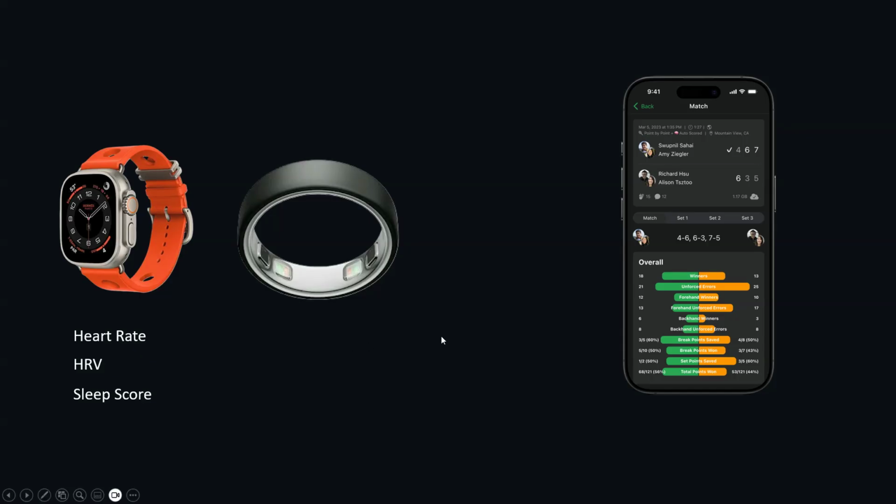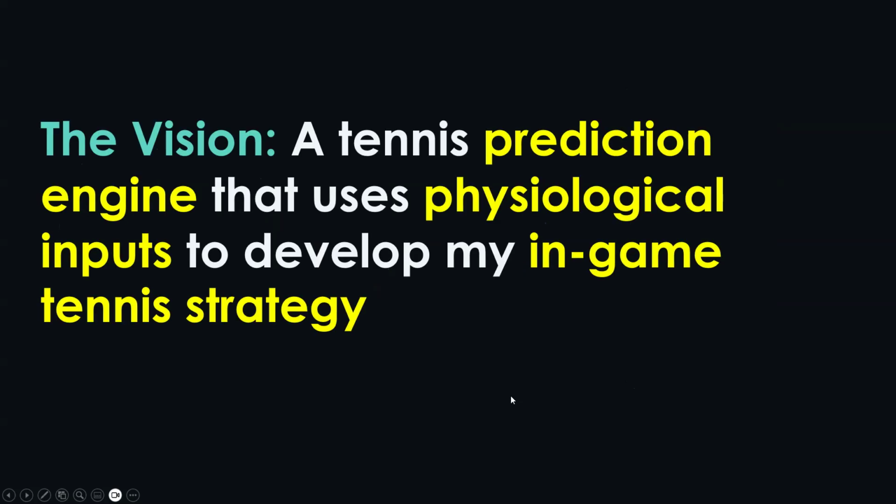However, what I'm trying to solve for is not just physiological indicators or tennis stats. I want to see if one actually influences the other. And as far as I know, no one has actually been able to successfully pair both of these two data sets together, which is the wedge that I'm trying to solve for. So my vision is a tennis prediction engine that uses physiological inputs to develop my in-game tennis strategy.